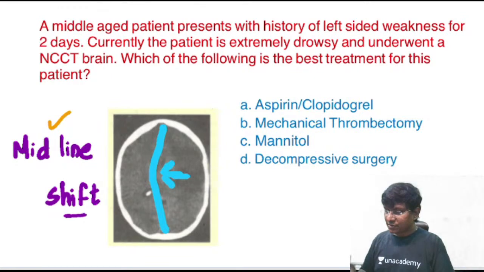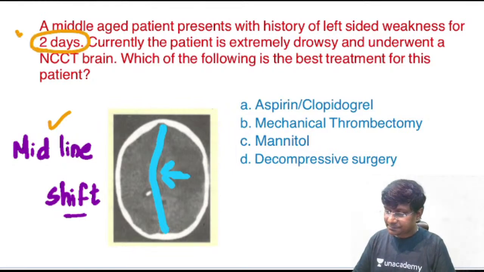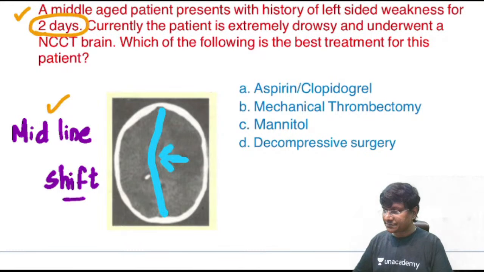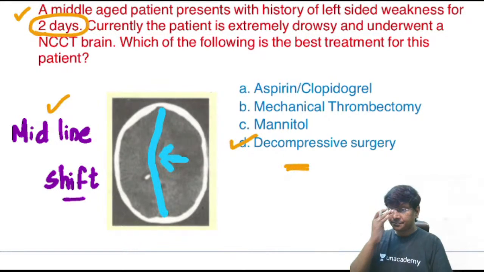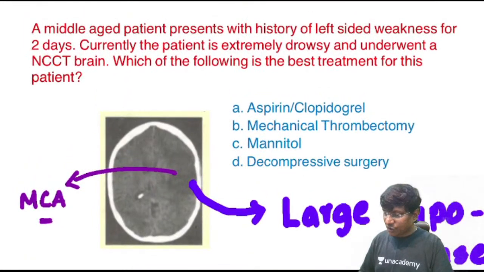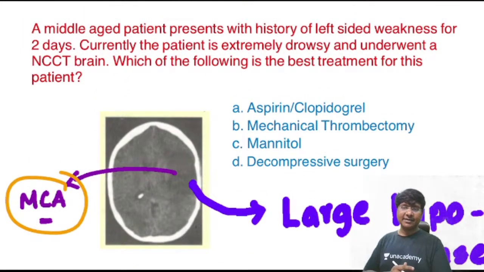So there is a midline shift with an underlying large hypodense lesion, and the history is like 2 days. So now what do you want to do in this patient? This particular patient requires immediate decompressive surgery. And this large hypodense lesion is present in the area of involvement of the middle cerebral artery.